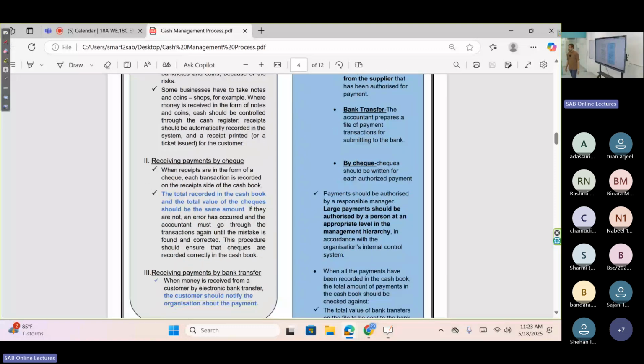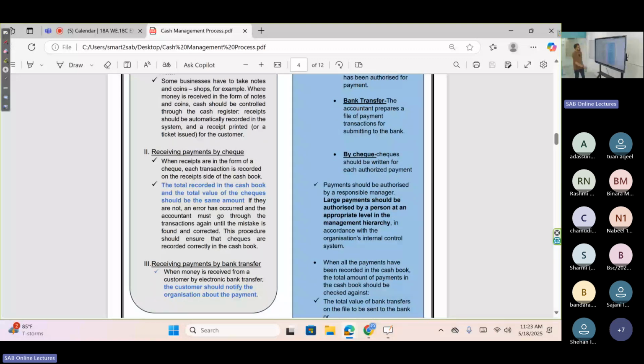Receiving payments by checks. When receipts are in the form of checks, each transaction is recorded on the receipts side of the cash book. First step, by checks: the total recorded in the cash book and the total value of the checks should be the same amount. What we have received in the cash book and the physical checks must be matched. The amount debited in the cash book, the amount of checks received and the number of checks must be the same.